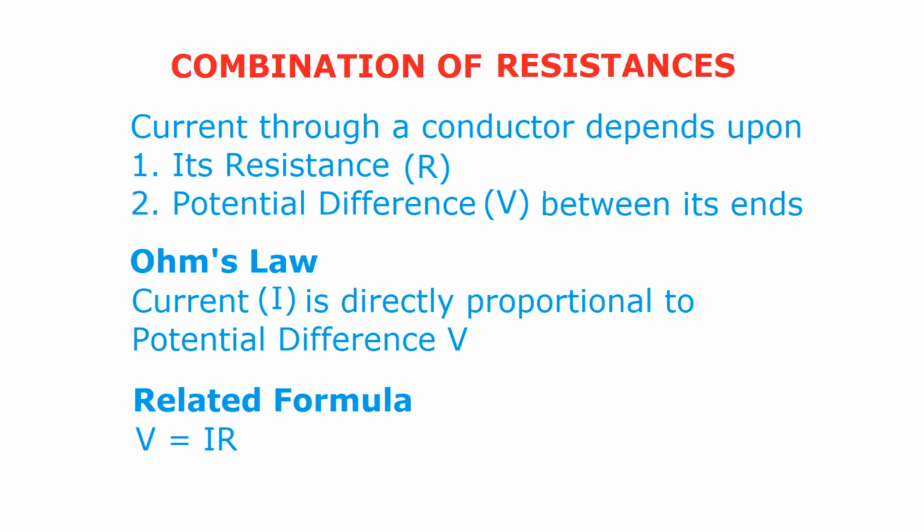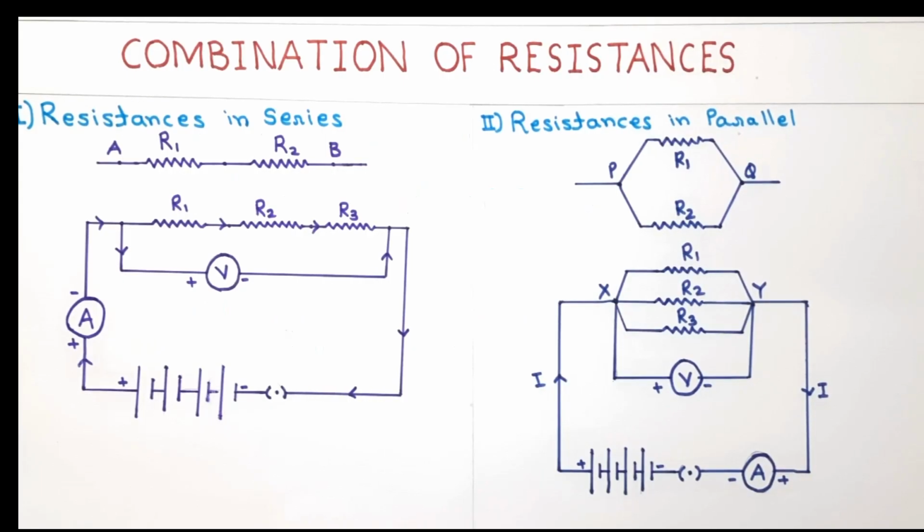R is the resistance. In various electrical gadgets, resistors are used in various combinations. There are two methods of joining the resistors together. One is in series and another is resistances in parallel. Now let's see resistances in series.